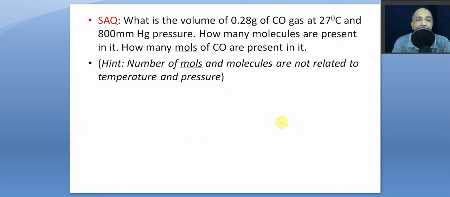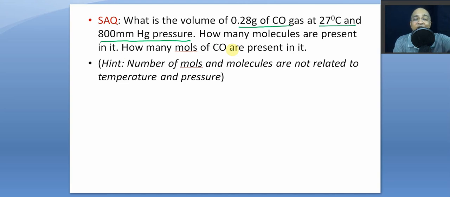Then this problem. What is the volume of 0.28 gram of carbon monoxide gas at this temperature and this millimeter of pressure? It is asking for the volume at different conditions. So we will find it at STP condition, then at the end make the conversion. How many molecules are present in it, and how many moles of carbon monoxide are present in it? And remember that mass never changes, as I told you. So moles and number of molecules are related to mass.